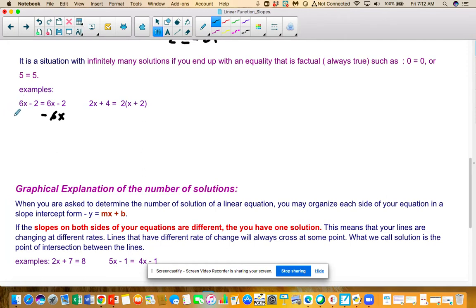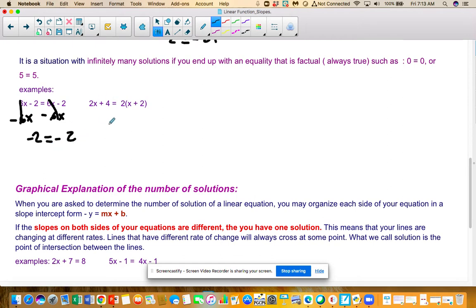But let's go ahead. Let's say that you did not see that, and we subtract 6x from both sides. So 6x minus 6x, that's 0. And 6x minus 6x is 0. So on the left side, I have negative 2. That is equal to negative 2. And this is always true, right? That's a factual equality. That means it's always true. Then from here, you'll recognize that you have infinitely many solutions. If you decide to add 2 to both sides, you end up with 0 equals 0. Again, that would always be true.